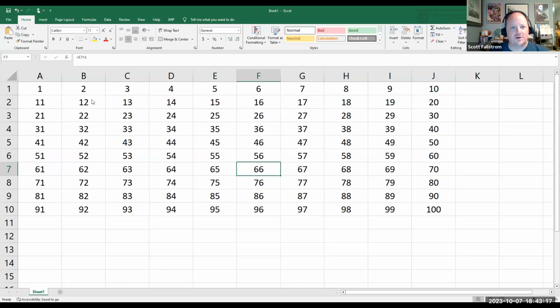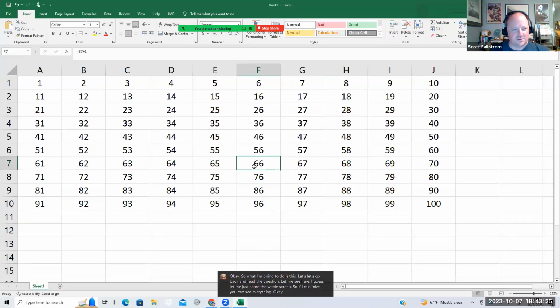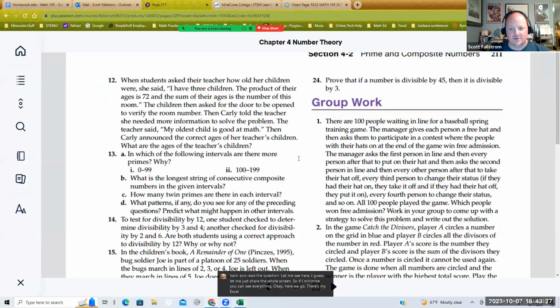Let's go back and read the question. Let me see here. I guess let me just share the whole screen. So if I minimize, you can see everything. Okay, here we go. There's my Excel. Here's the group work. There's 100 people waiting in line for a baseball spring training game. The manager gives each person a free hat and then asks them to participate in a contest where the people with their hats on at the end get a free admission to the game.